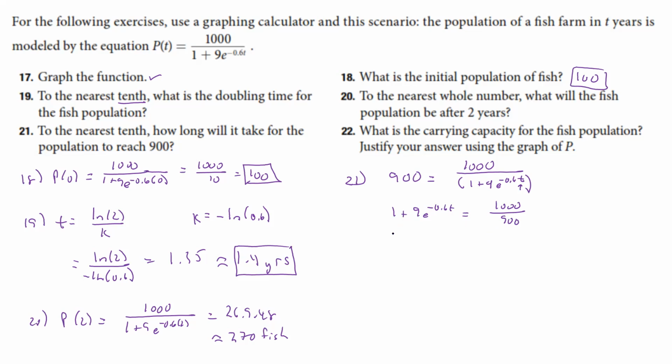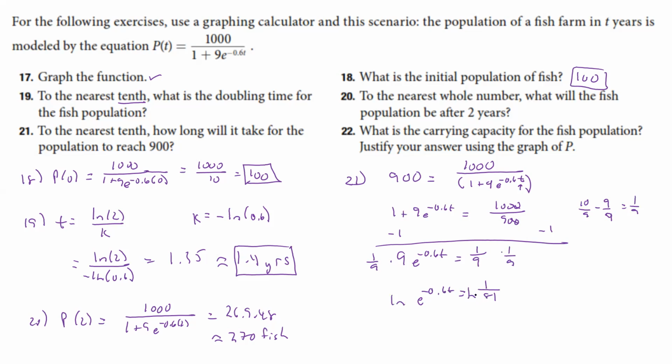Now we need to solve for t, so we'll subtract 1 from both sides, and 9e to the minus 0.6t equals, if we take the 1,000 divided by the 900 and then subtract 1, we basically have the value of 1/9. Those two zeros cancel, so it's 10 over 9, and if we subtract 9 over 9, we just have 1/9 left. Now to get rid of the 9, we multiply by 1/9, and we'll have e to the minus 0.6t equals 1 over 81.